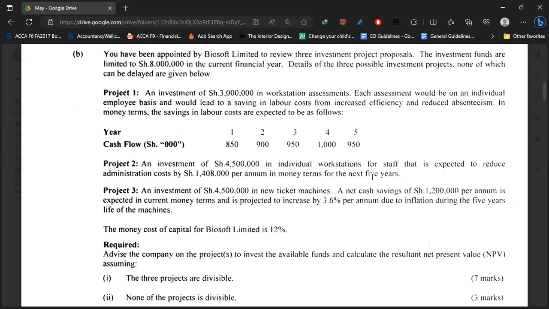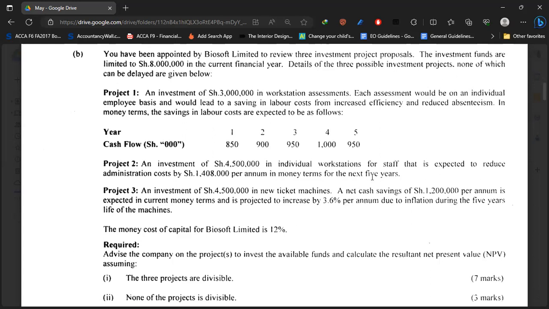You have been appointed by Biosoft Limited to review three investment project proposals. The investment funds are limited to 8 million in the current financial year. Details of investment projects, none of which can be delayed, are given below. Project 1, an investment of 3 million in workstation assessments. Each assessment will be on an individual employee basis and will lead to a saving in labor cost from increased efficiency and reduced absenteeism. In money terms, the savings in labor cost are expected to be as follows. Year 1, 850, year 2, 900, year 3, 950, year 4, 1,000, year 5, 950.